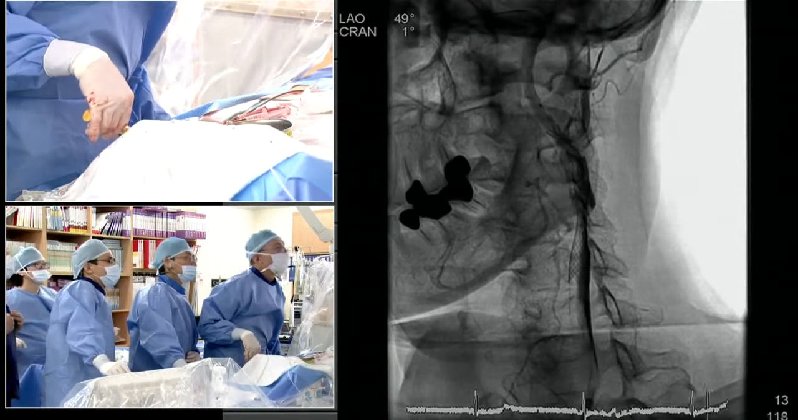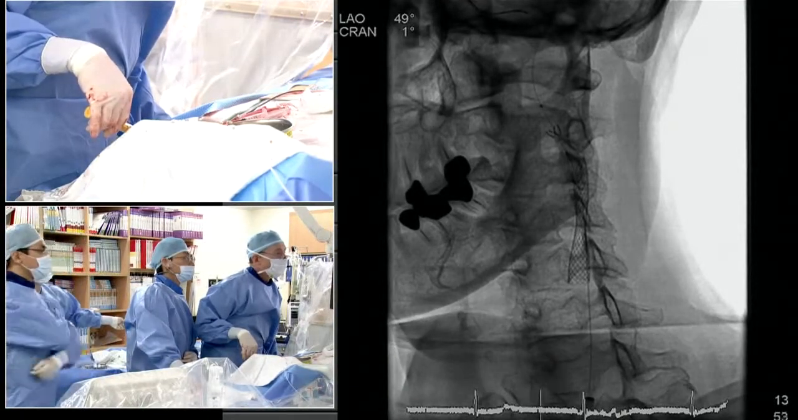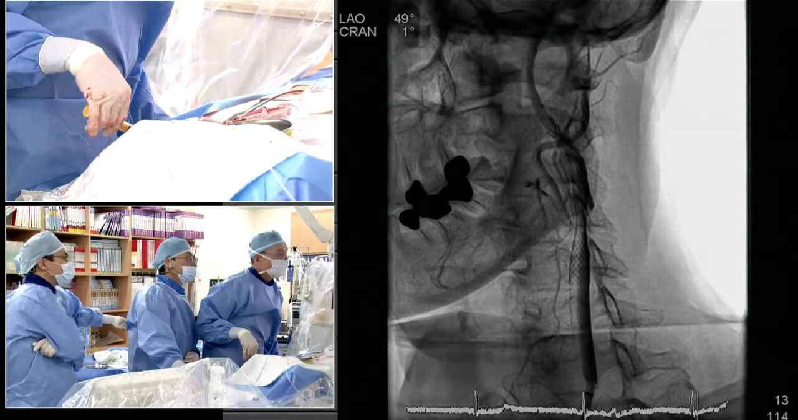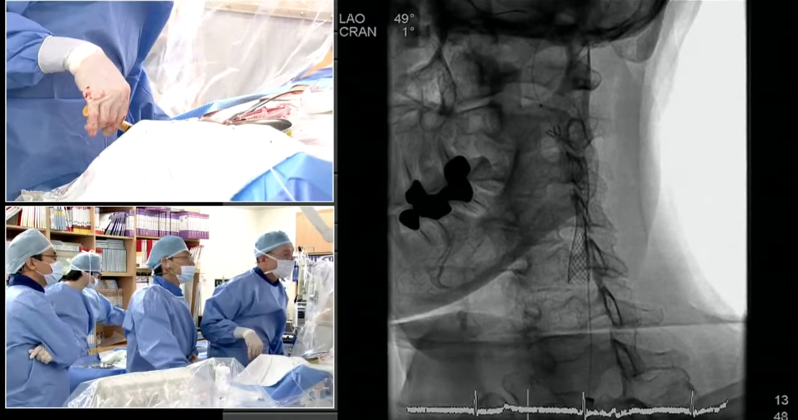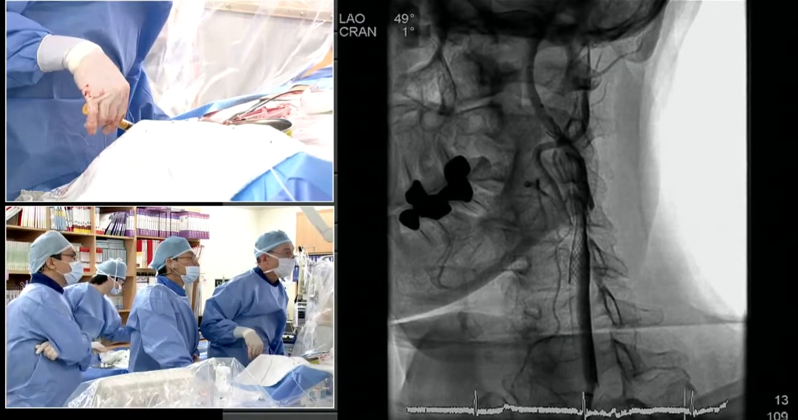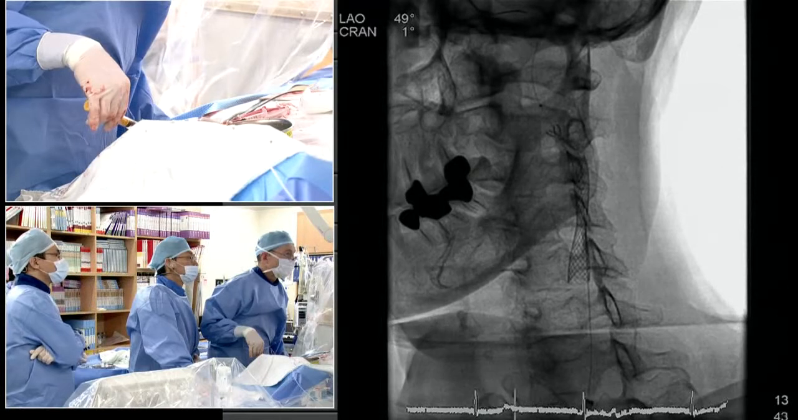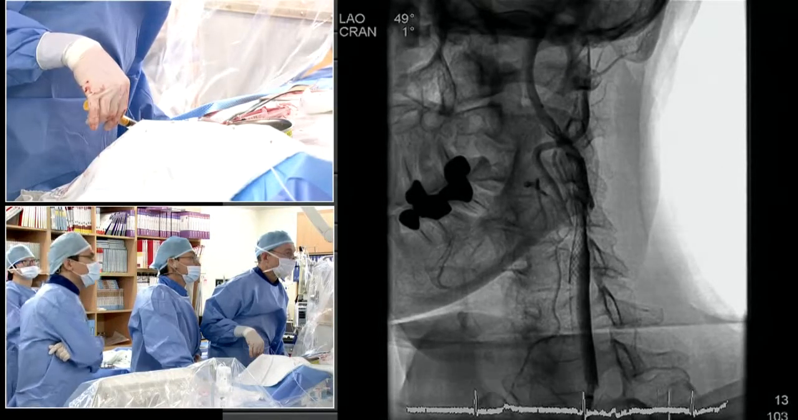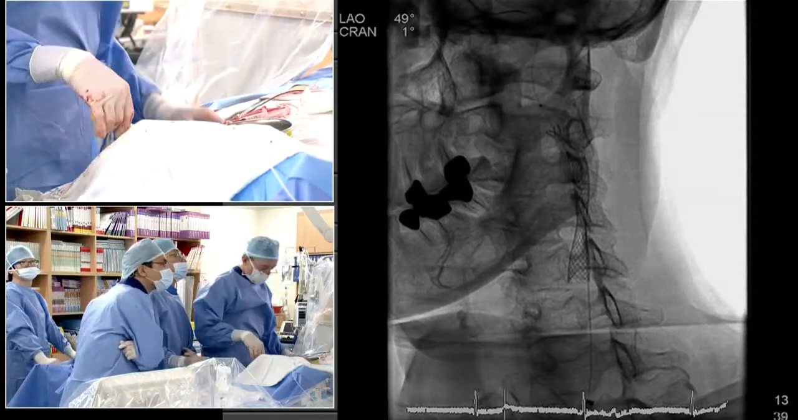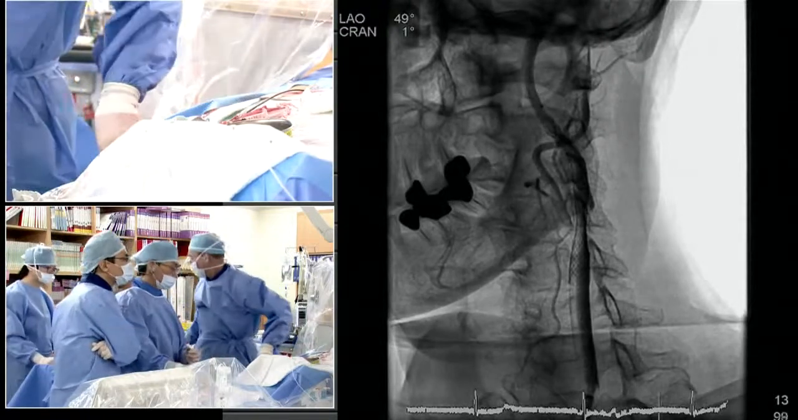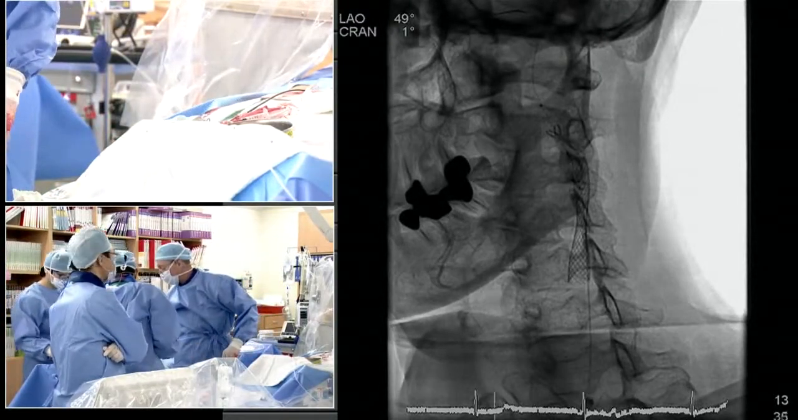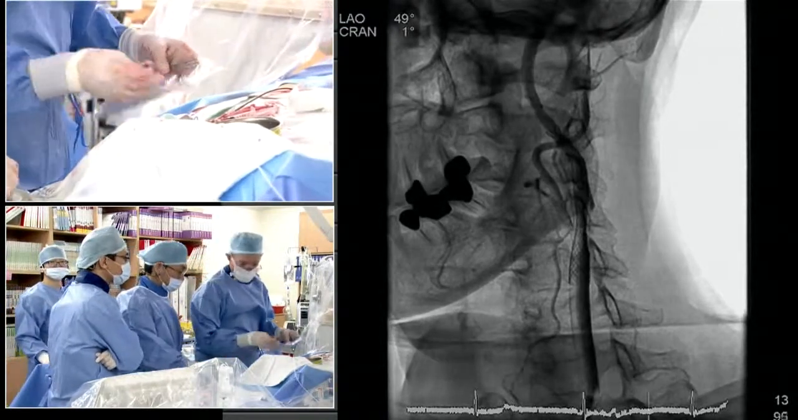So you can see we've got pretty good flow. We have good apposition of the stent with the common. We have not propagated the kink distally, which is one of my concerns. So I think we're good to recapture. Everybody agree with that? Yeah.